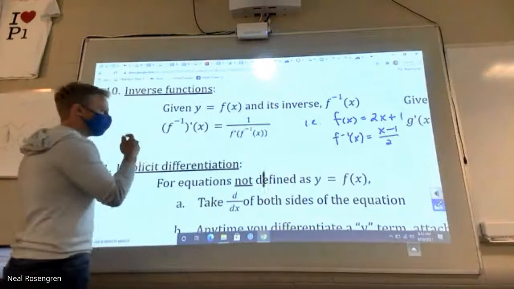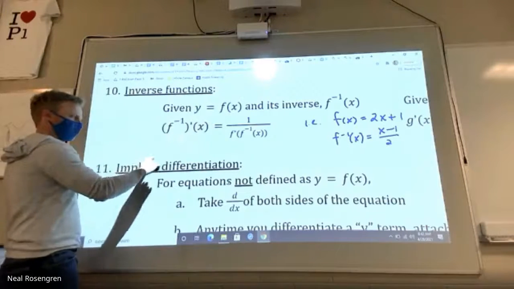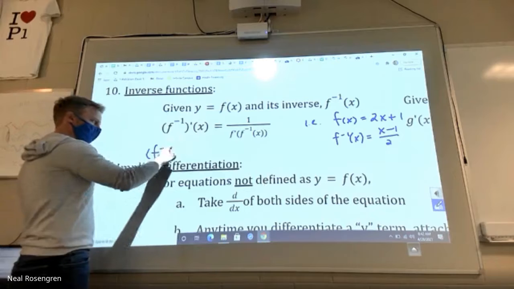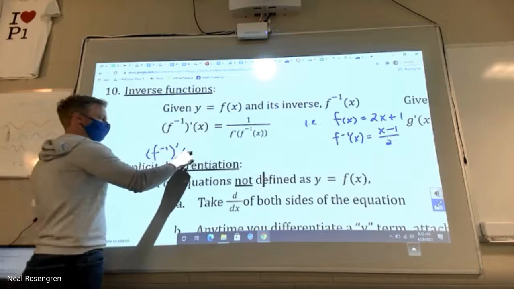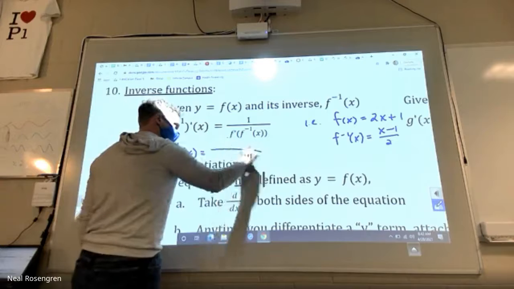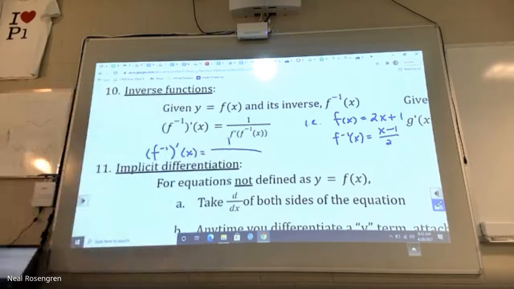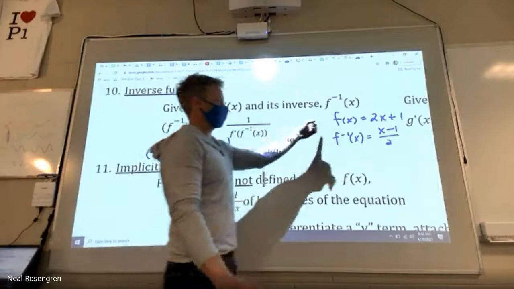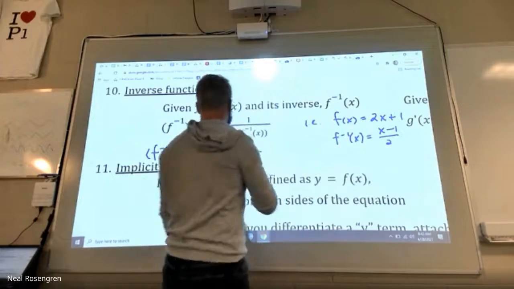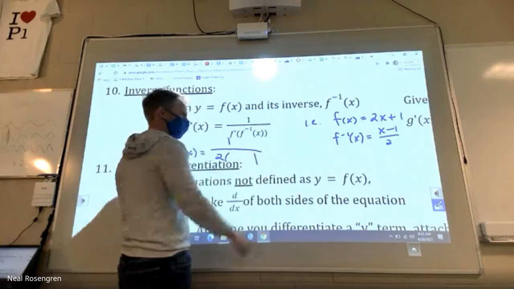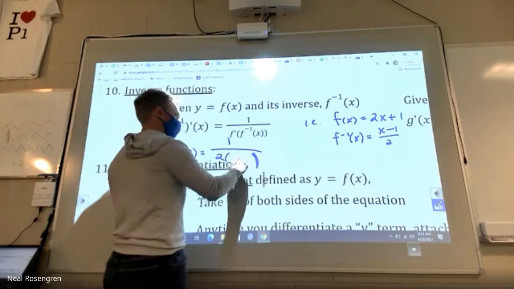So this is continuing from there. If I wanted to figure out what the derivative of the inverse is, it'd be 1 over f prime of the inverse. Meaning, okay, what's f prime? Just by looking at this, 2. So 2 times, x minus 1.